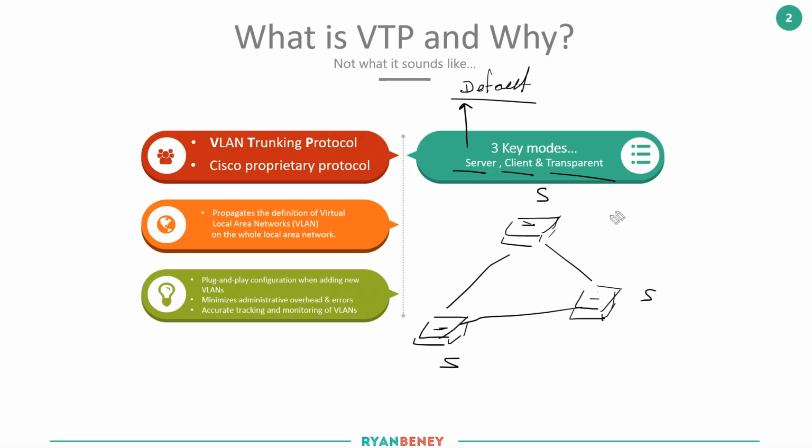They're all running dynamic desirable mode for DTP. And remember, DTP allows us to actually form trunks on those links between the switches. So all of a sudden, we have by default a propagation of the VLAN database across the network, and they all run some form of spanning tree protocol, something we haven't discussed yet.